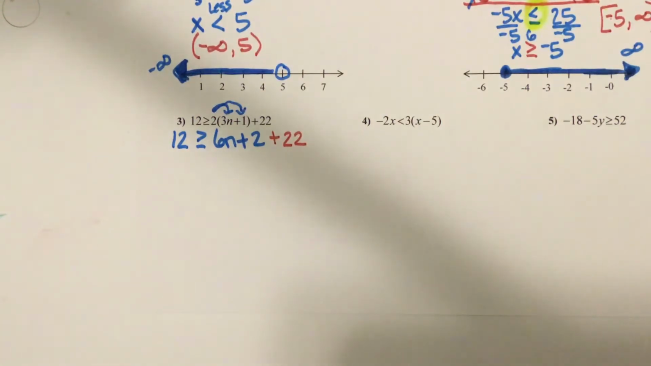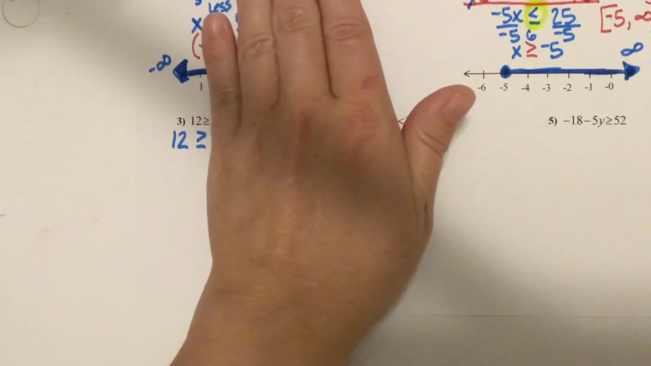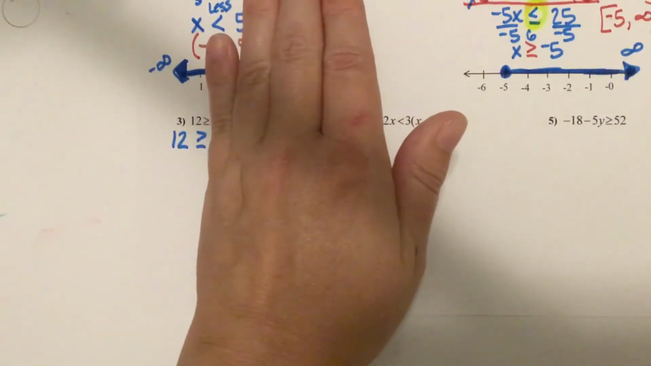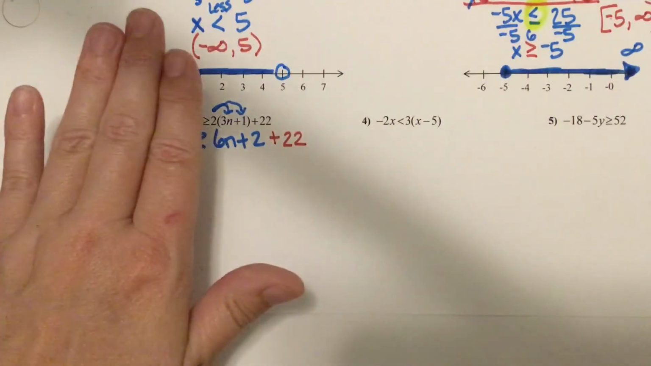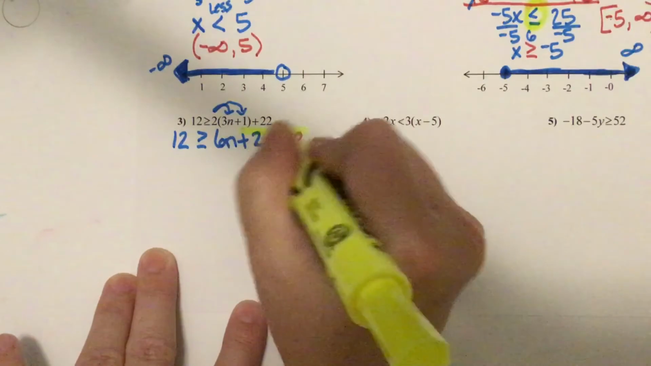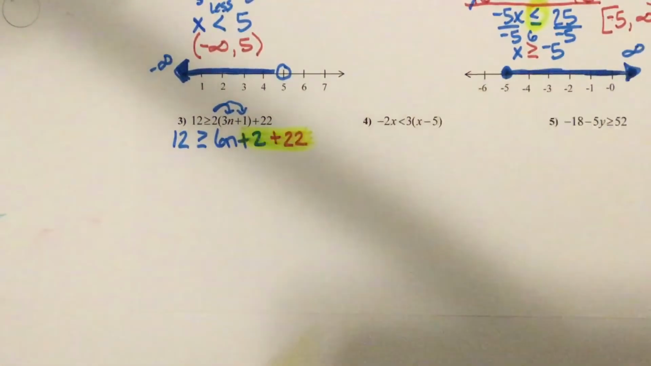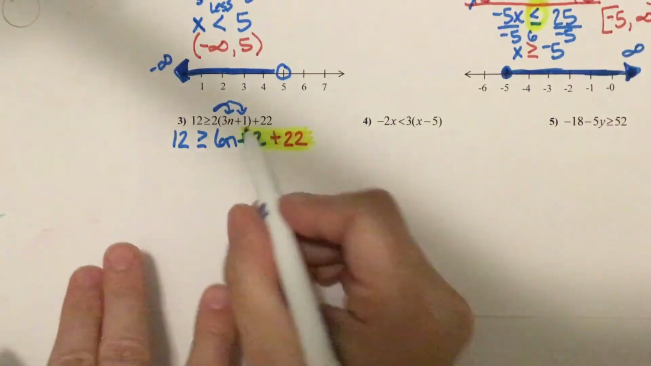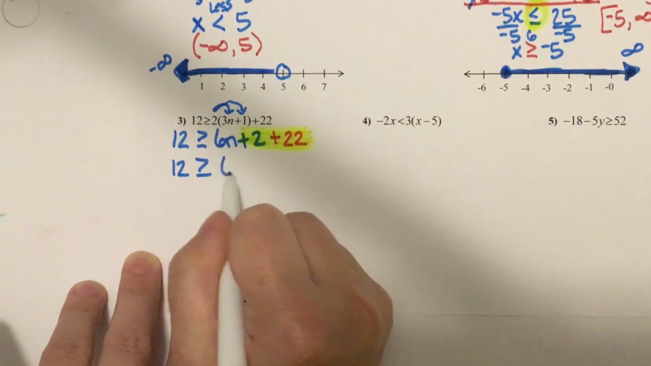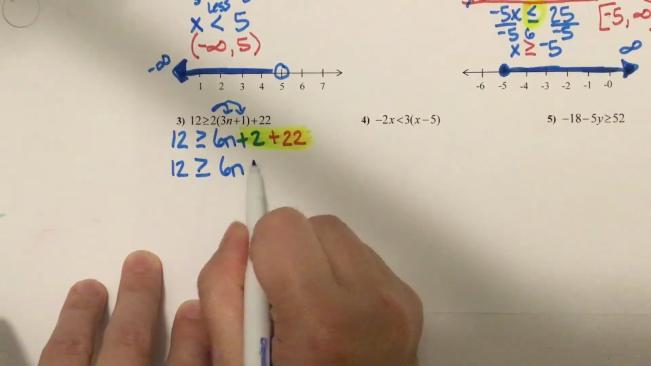Okay, once you've distributed, you look for like terms on the left side of the inequality and on the right side. Okay, on the left side, there's no like terms to combine, but on the right side, there is. The 2 and the 22. These are just regular numbers called constants. So I'm going to combine them. So I'm going to bring down my 12, I'm going to bring down my symbol, I'm going to bring down my 6n, and positive 2 plus 22 makes a positive 24.